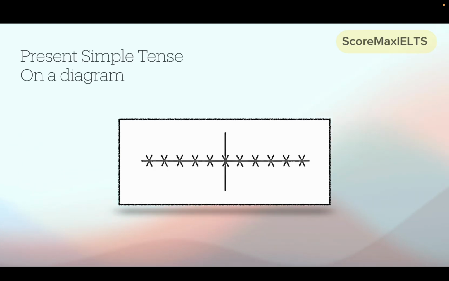Let's get a bit more clear. If we imagine that the center of our diagram shows now, then past is on the left side and future is on the right side. Now let's learn its structure and usage.